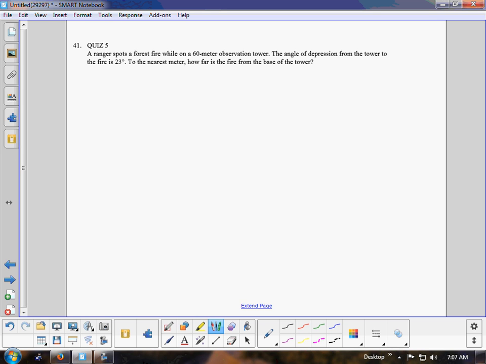In this question, there is a ranger who spots a forest fire while he's on a 60-meter tower at an angle of depression of 23 degrees. So you're going to put that 23 down here. To the nearest meter, how far is the fire from the base of the tower? You want to find x.